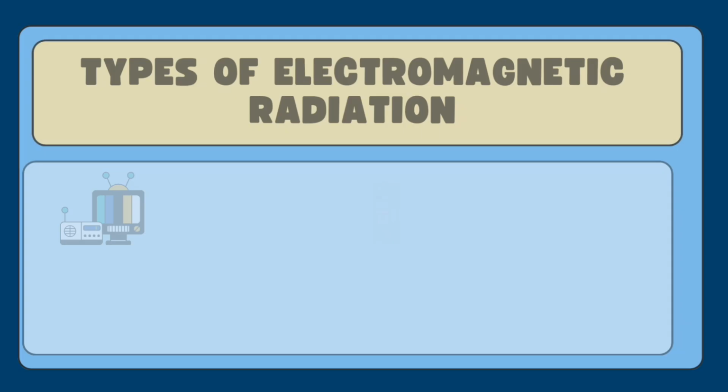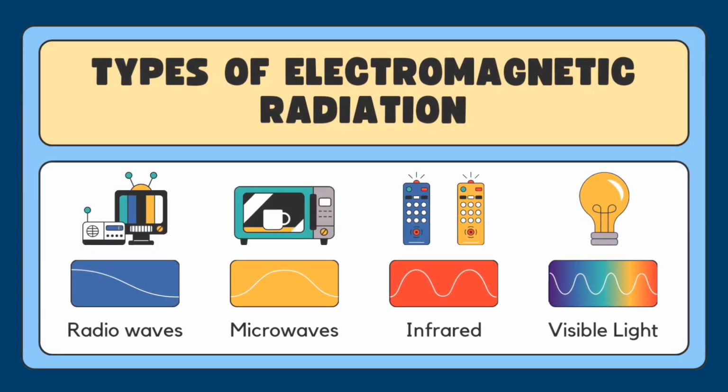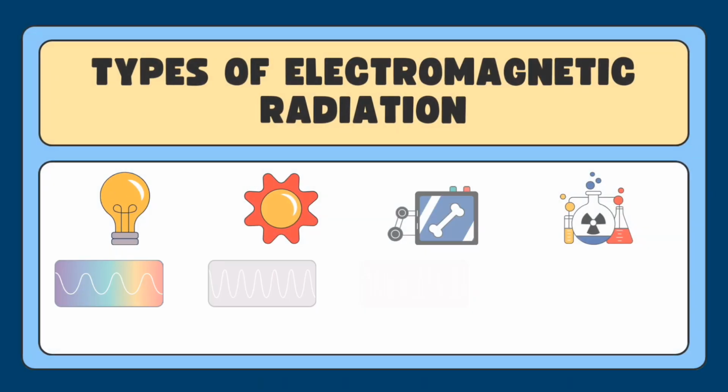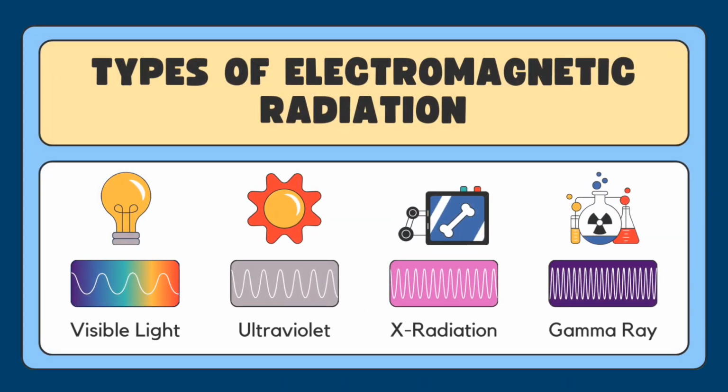space. So guys, now we will be learning about types of electromagnetic radiation: radio waves, microwaves, infrared, visible light. Along with visible light there are ultraviolet, X radiation and gamma rays.